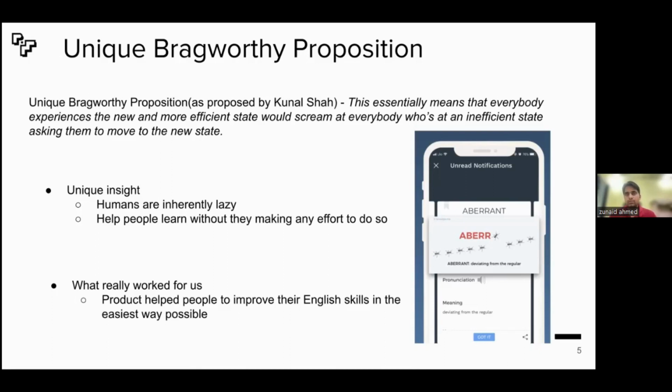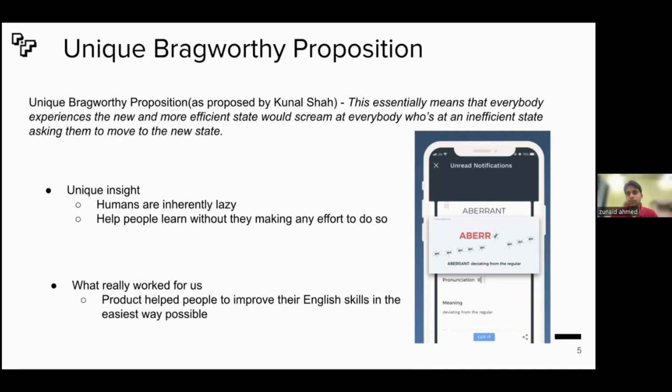And what eventually led to the success of the product was that what the product was promising, that we would help you improve your English skills in the easiest way possible, was working for the users. Our users felt that the product was really helping them improve their English skills through these bite-sized lessons. The whole concept was that these bite-sized lessons would be delivered to you over a period of time, so that the learning becomes effective. So at the end of the day, we didn't just have something unique which people would brag about, we had something effective too.